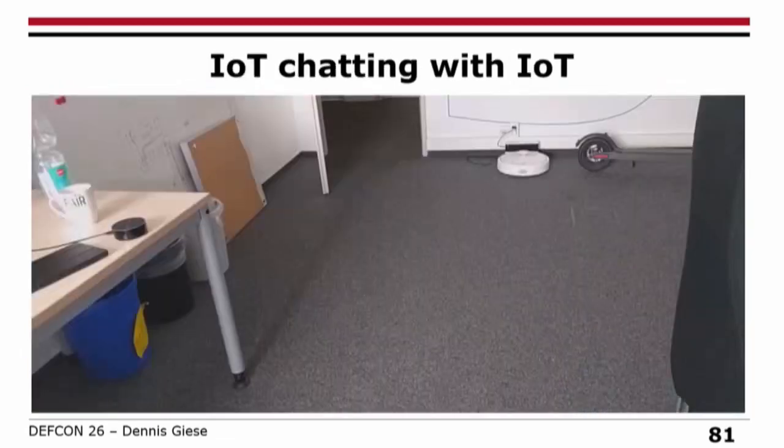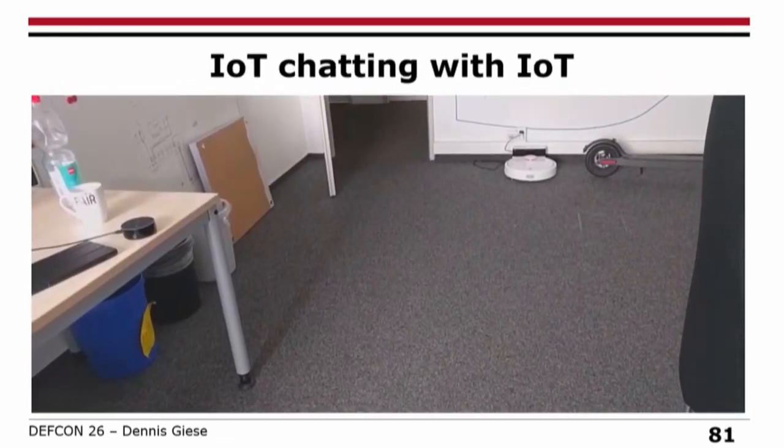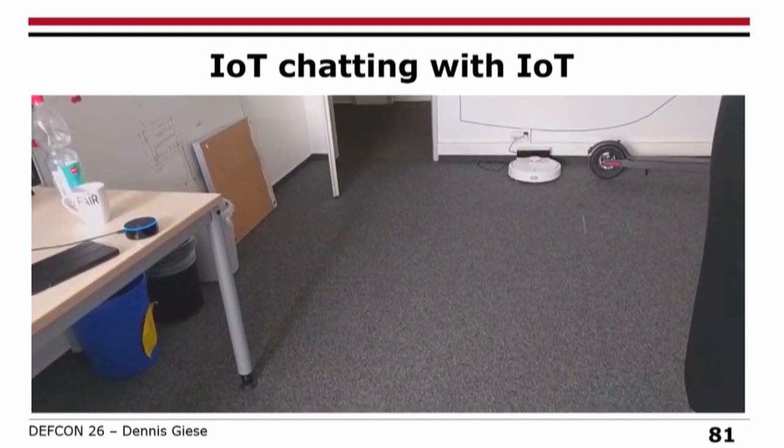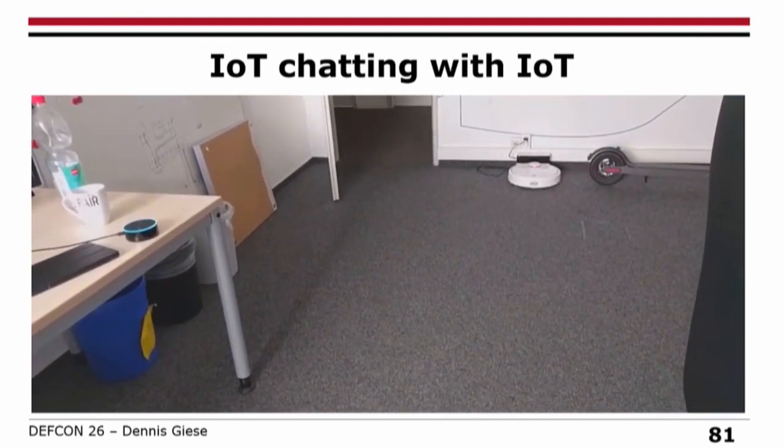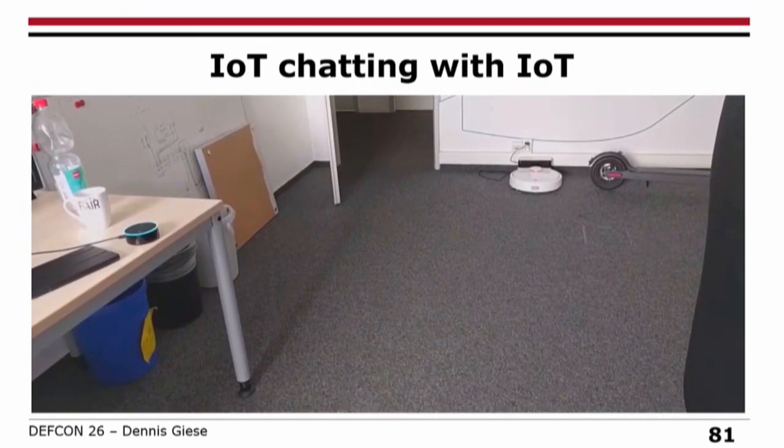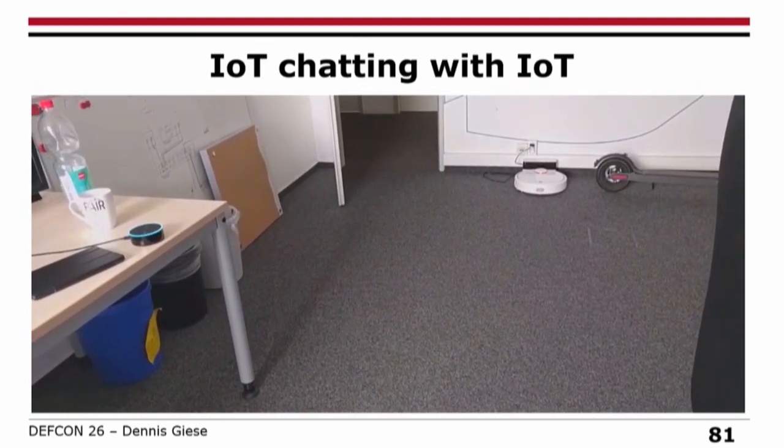Okay, I'll just redo it again. Alexa, what's the weather? Currently, in Boston, it's 21 degrees Celsius with mostly sunny skies. So you have some speaker which can drive around in your apartment, which can speak to your IoT.